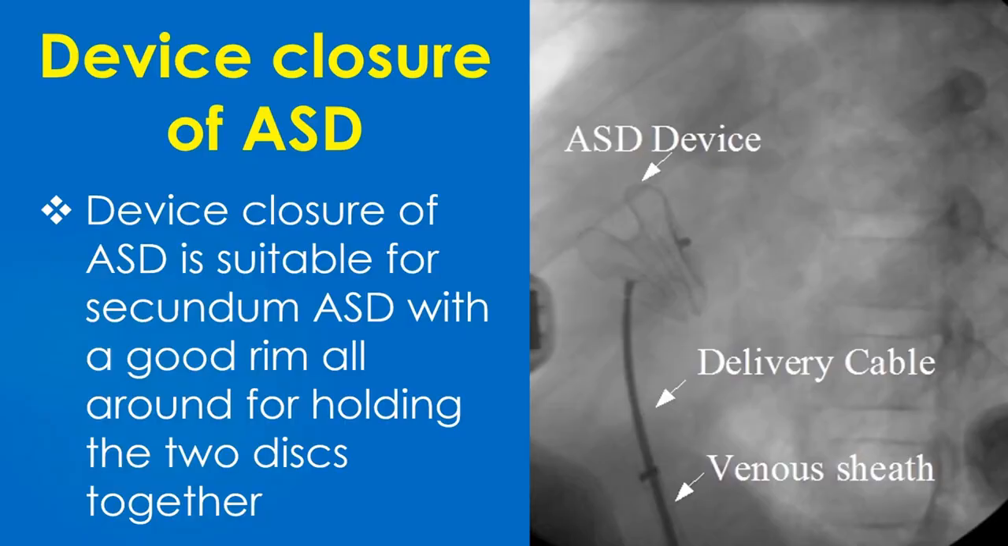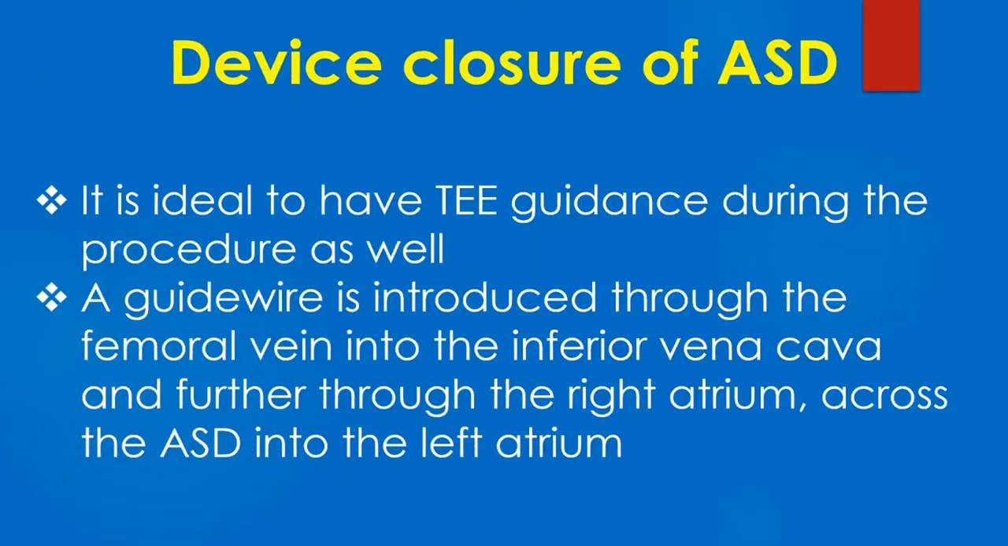Device closure of ASD is suitable for secundum ASD with a good rim all around for holding the discs together. Transesophageal echo is done to assess the superior, aortic and mitral rims as well as the total septal length. It is ideal to have TEE guidance during the procedure as well.